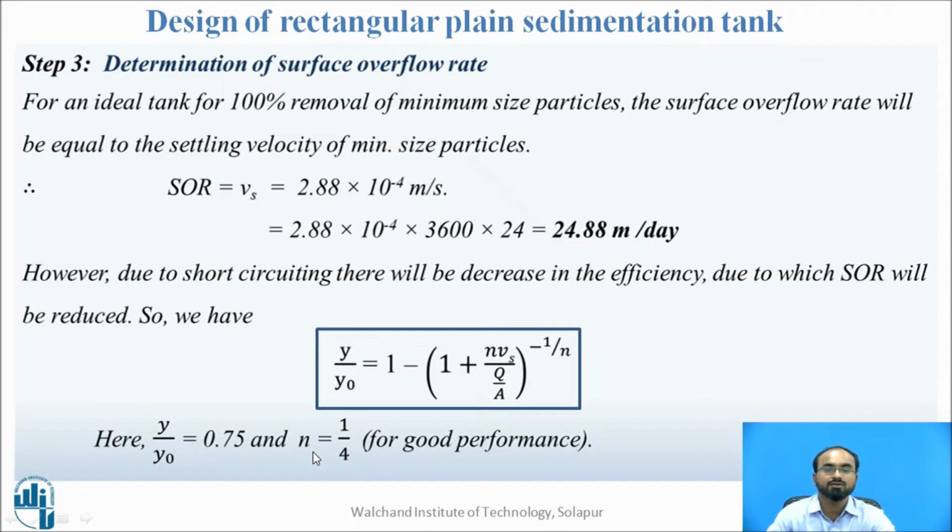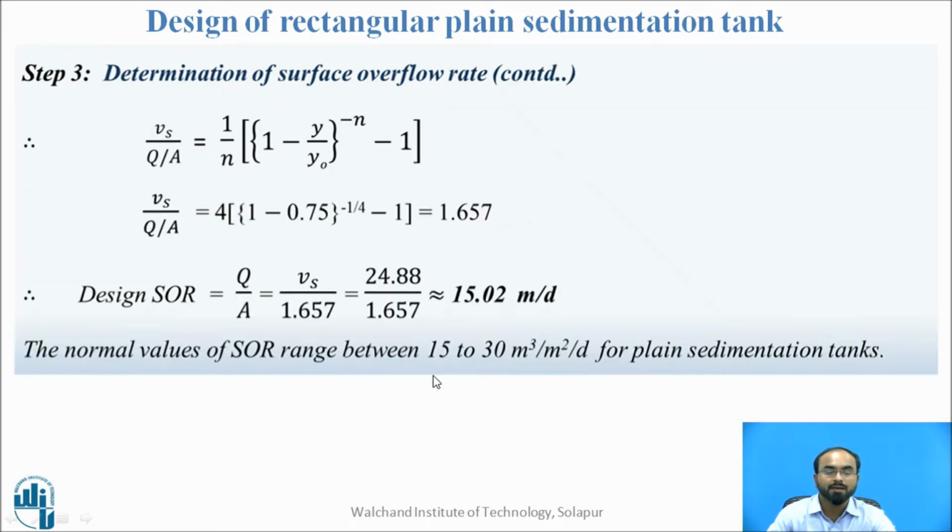So, you have to take N is equal to 1 by 4. By putting these values in the equation, what will we get? Vs divided by Q by A is equal to 1 by N, in brackets, 1 minus (Y by Y naught) raised to minus N minus 1, whole bracket complete. Just by calculating, Vs by Q by A is equal to 4 in bracket, again in bracket 1 minus 0.75 raised to minus 1 by 4 minus 1, which comes to be 1.657.